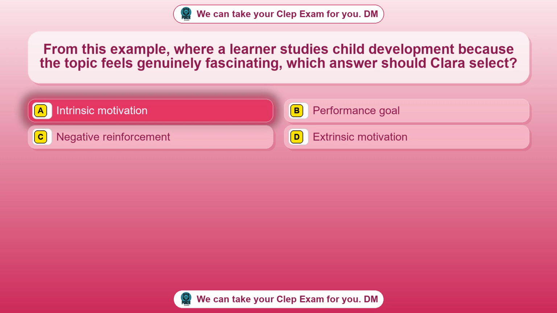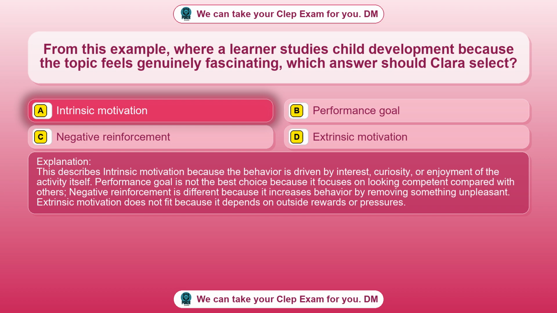Intrinsic motivation. This describes intrinsic motivation because the behavior is driven by interest, curiosity, or enjoyment of the activity itself. Performance goal is not the best choice because it focuses on looking competent compared with others. Negative reinforcement is different because it increases behavior by removing something unpleasant. Extrinsic motivation does not fit because it depends on outside rewards or pressures.